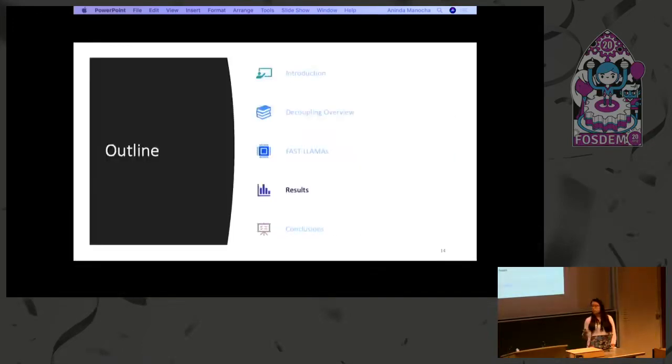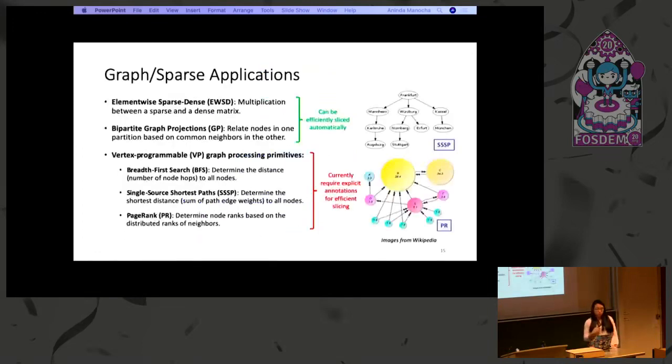So now I'm going to show some results of this approach. We looked at 5 different graph and sparse applications. These are the 5 that I mentioned before with the llama graphs. So we have two applications on top. Element-wise sparse dense is a matrix multiplication between a sparse matrix and a dense matrix. And then we have bipartite graph projections, which is an algorithm that operates on a bipartite graph, and it relates nodes in one graph based off of their common neighbors in the other one.